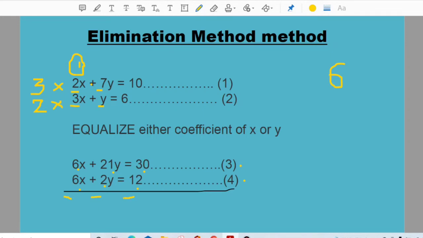And then we will find the answer. 6x and 6x will be cancelled. 21y minus 2y will become 19y. And 30 minus 12 will become 18.